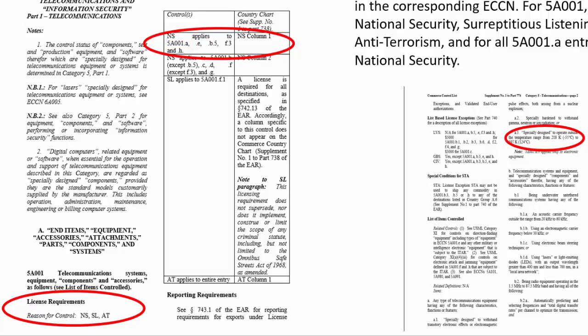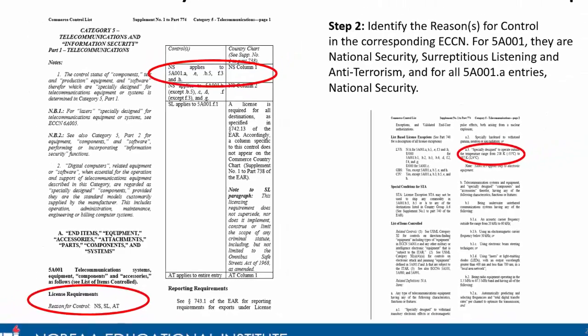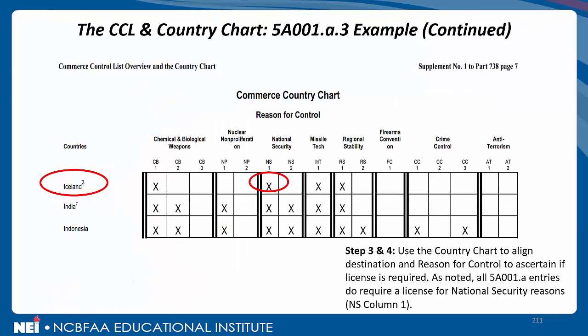And a couple of others, specifically national security. Below that, a little bit further, surreptitious listening applies to specific citations as well. And then at the very bottom, anti-terror applies to the entire entry. So you can see that you have to read down a little bit further. The reasons for control are quite important, but you have to dig deeper into each citation. In this case, 5A001.A.3.